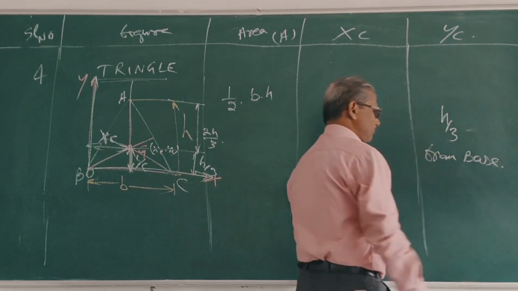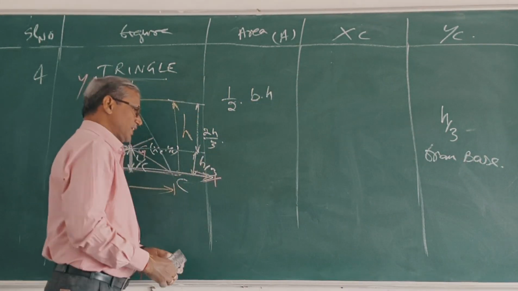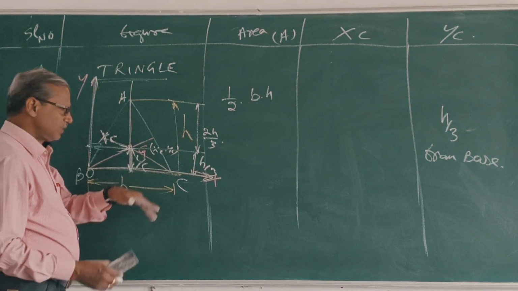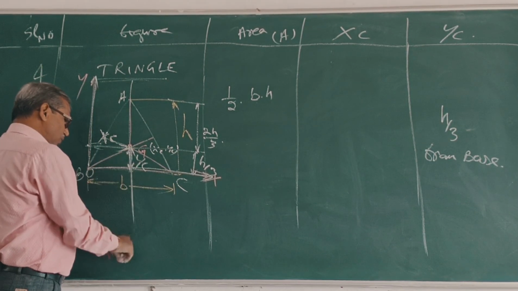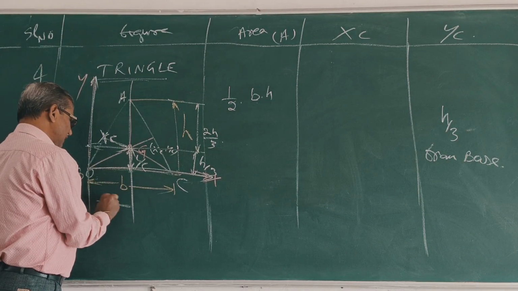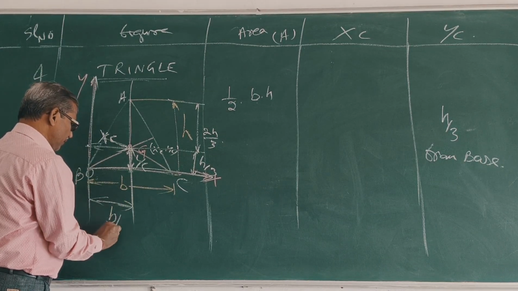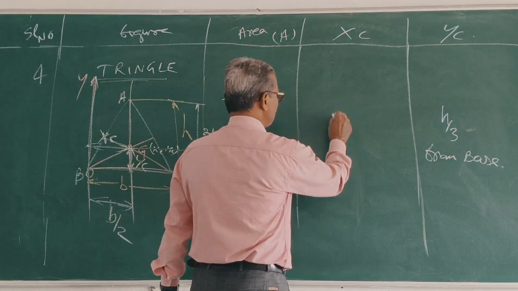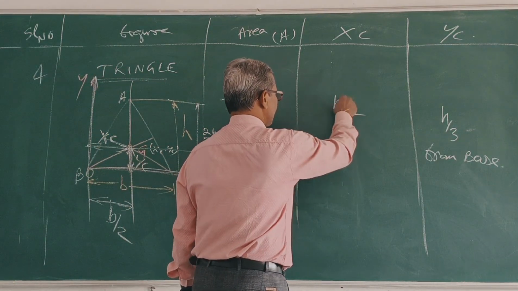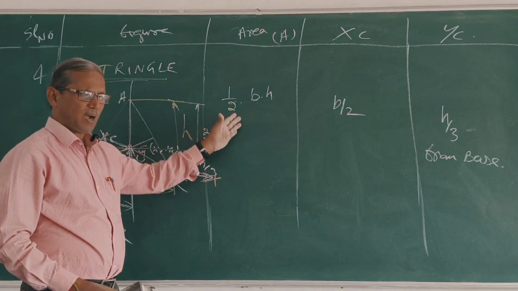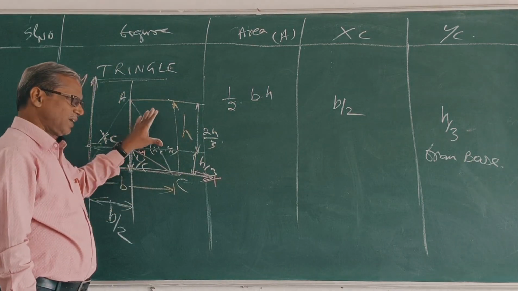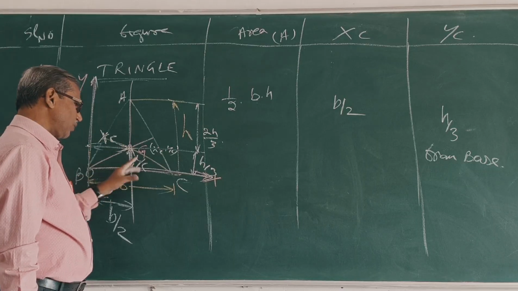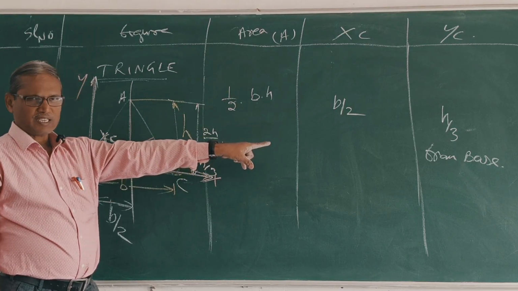Clear? What is XC? This is XC. This is equally divided. So this is B by 2. What is this length? B by 2. So XC is equal to B by 2. What is area? Half into base and height. What is XC? B by 2. What is YC? H by 3 from the base.